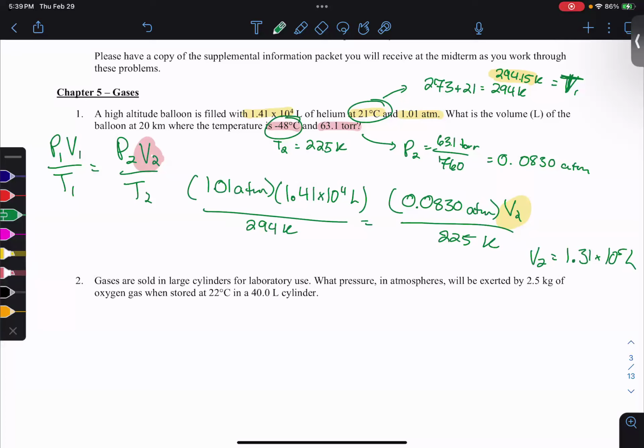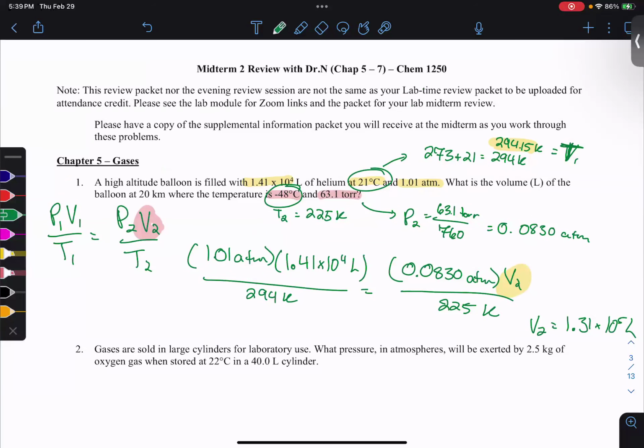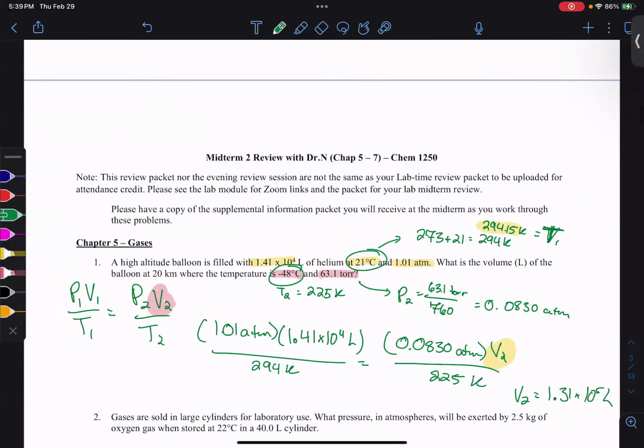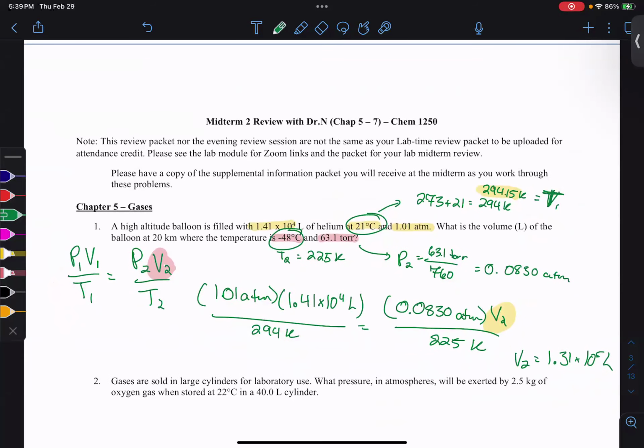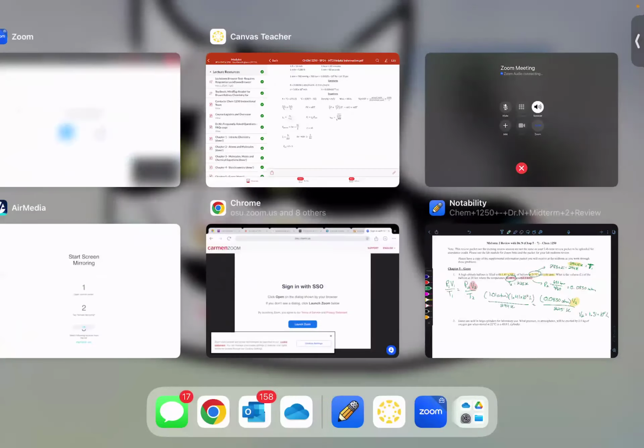Okay, are there multiple versions of this packet? Of the exam? Of this packet? No, there's just one version. Are you looking at the lab review? If you're looking at the lab review, that's the wrong packet. This is the midterm 2 review, so I'll just show where I got this.